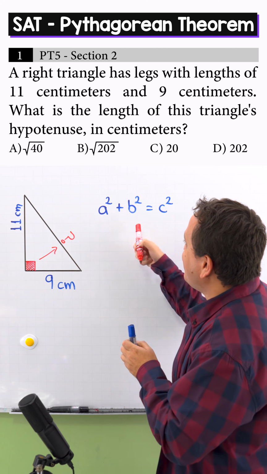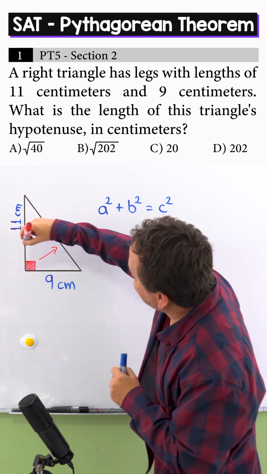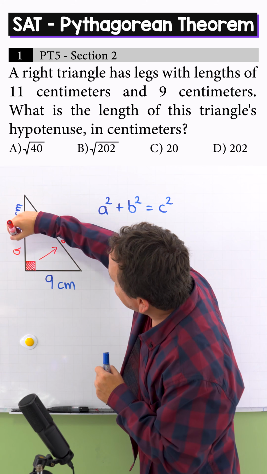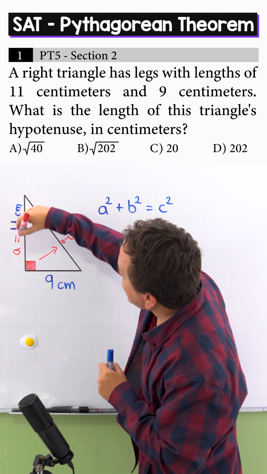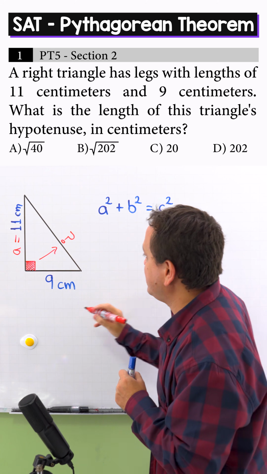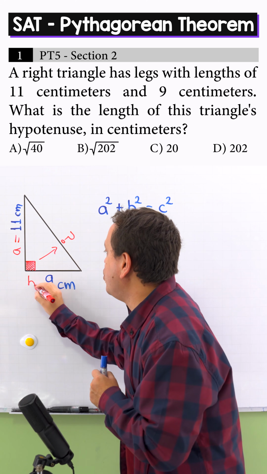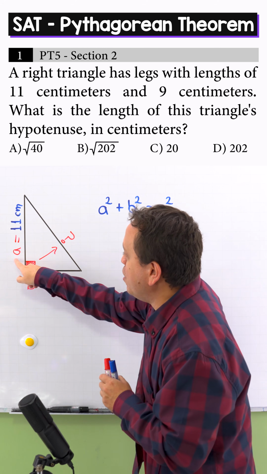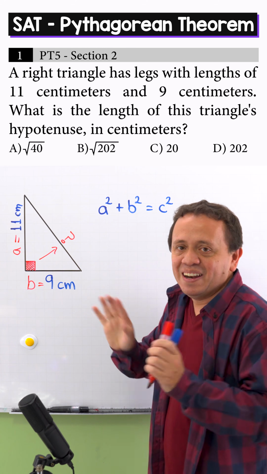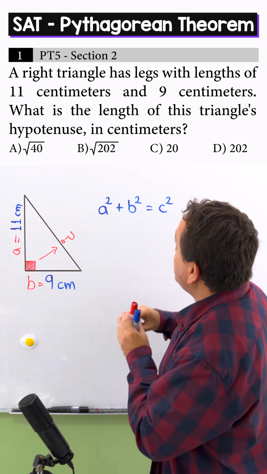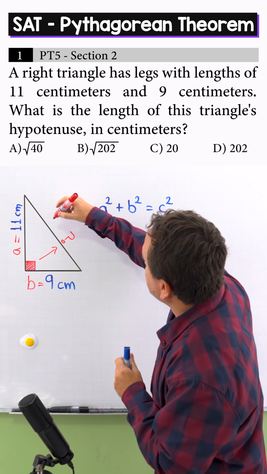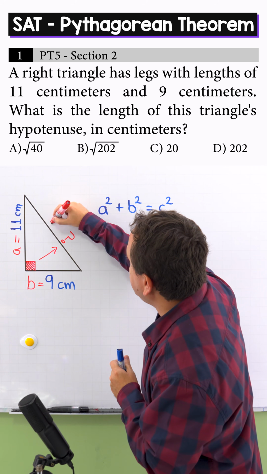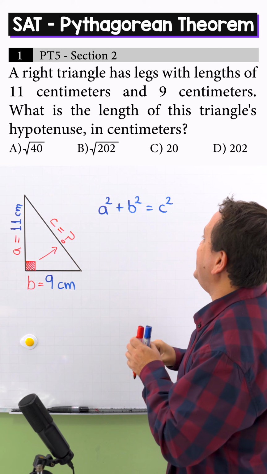Once again, a and b are the lengths of the legs. Let's say that the length of this leg is going to be a and is equal to 11 centimeters. The length of the other leg will be b and is equal to 9 centimeters. You can put b over here and a over here, no problem. Now we need to find the length of the hypotenuse. The length of the hypotenuse will be c, and that is the value that we need to find.